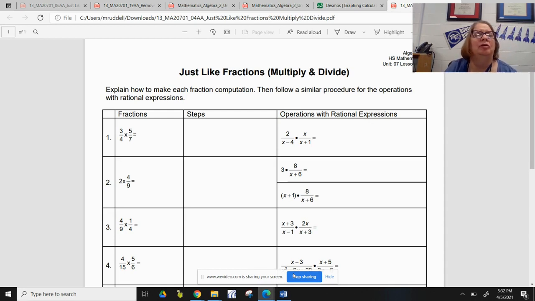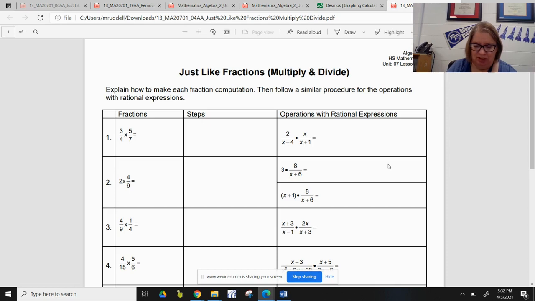You had a notes page from the previous lesson called Just Like Fractions, Add and Subtract. This one is Just Like Fractions, Multiply and Divide. All right, let's look at these. You can write these down, take notes on your own paper. These are for your purposes. You don't have to turn these in, okay?